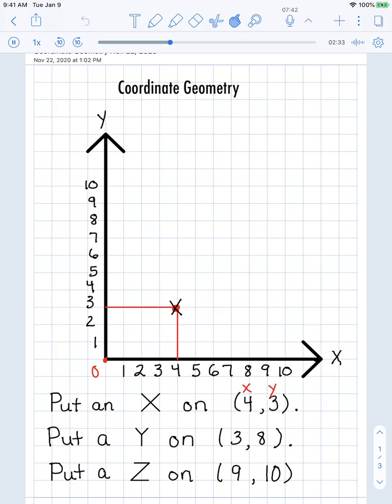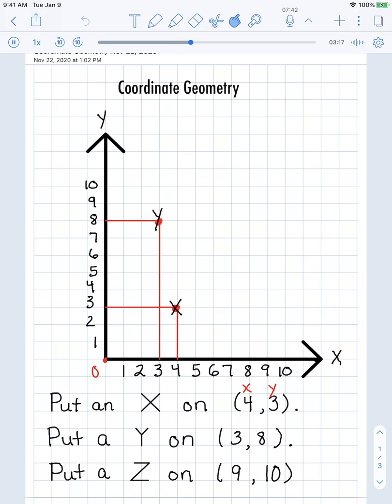Okay. Now let's look at the next set. I'm going to leave those red lines because I want to remind you how you get your coordinates. The next problem says put a Y on 3, 8. So again, I'm going to go over on my x-axis to where the number 3 is, and I'm going to go up to where the 8 is. Okay? And you can see if you used your fingers tracking both lines that they meet at that corner right here. That is where they meet. And so I'm going to label that point Y. That's my Y point. Okay?